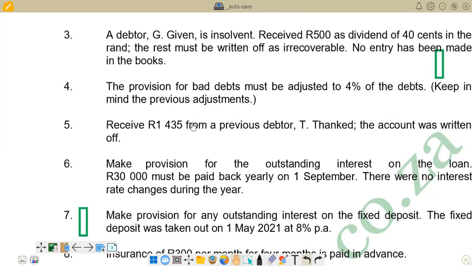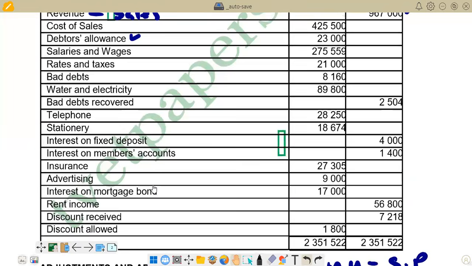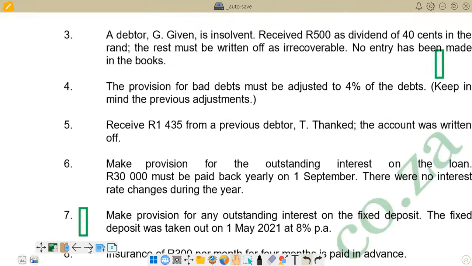We go to the next, but if you go to 5, received 1,435 from your previous debtor, and then the account was written off. So this one is a recovery. So it's a bad debt recovery. So we are going to add this figure, 1,435, to the figure that we have in the list of balances. 2,504 plus 1,435. So we go there and put this figure of bad debts recovered.